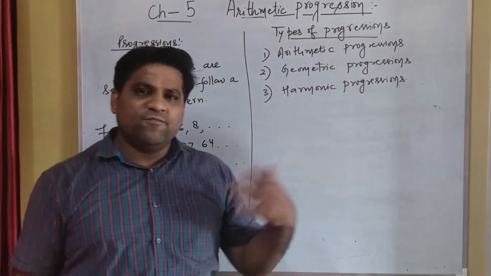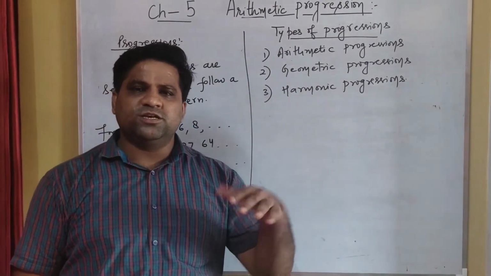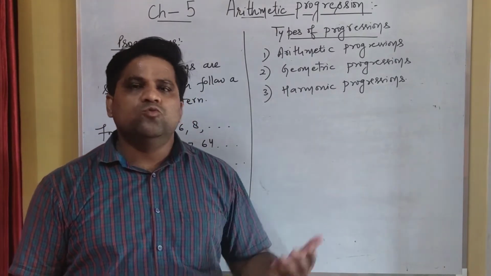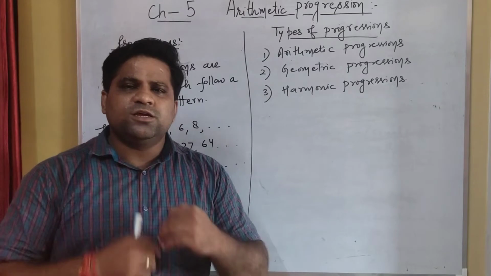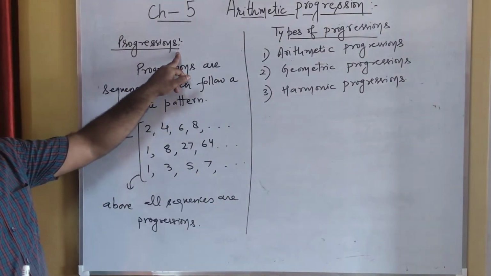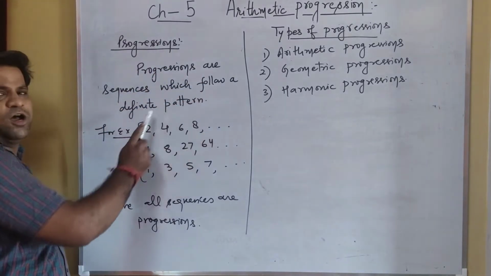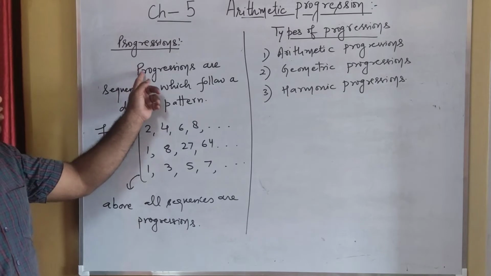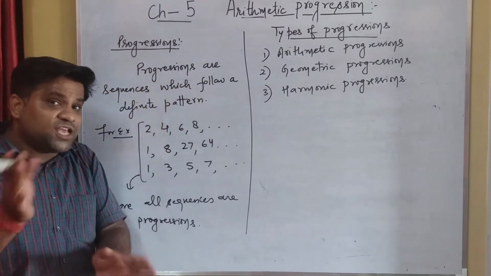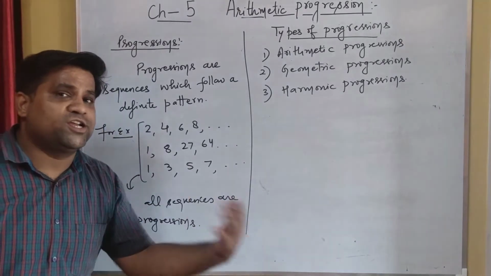As we have studied what a sequence is, again I am repeating that a sequence is an arrangement of numbers in a definite order with some rule. Here there is another term which is called progressions. Progressions are sequences which follow a definite pattern. It means the sequences which we have read are also called progressions.